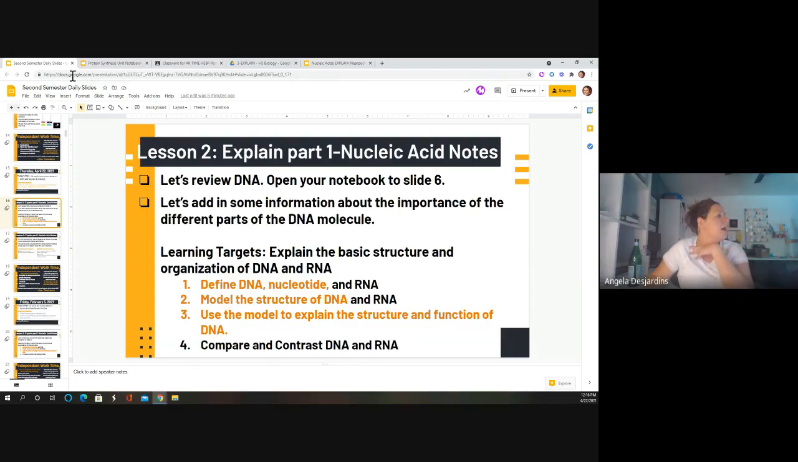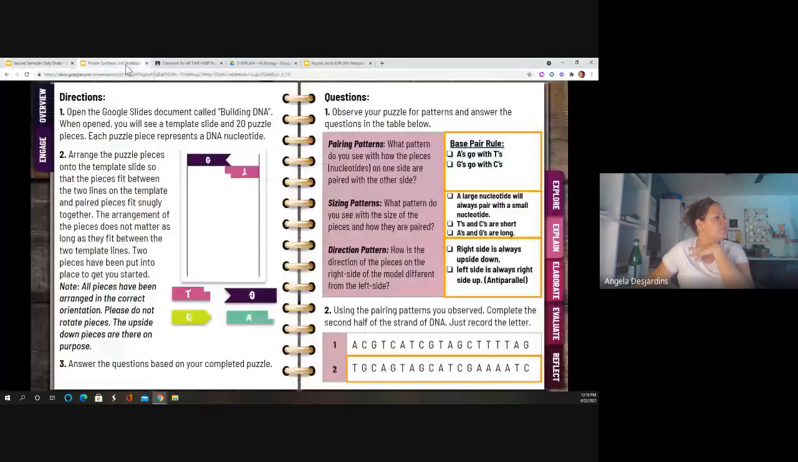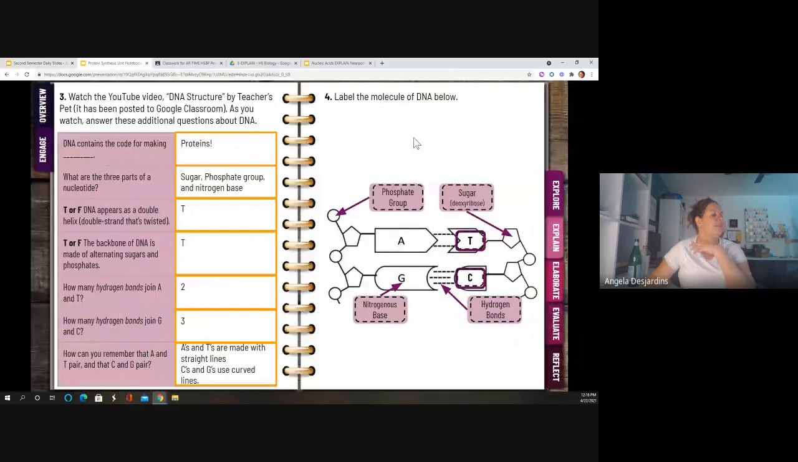Okay? But if we go back to slide 6, okay, oops, that's slide 5. You guys should have something that looks like this. So I'm going to walk us through each of these answers. So your guys' notebook should look pretty similar to mine. If it doesn't, I would suggest switching some stuff around, okay? But basically, if we look at that first question, DNA contains the code for making what?